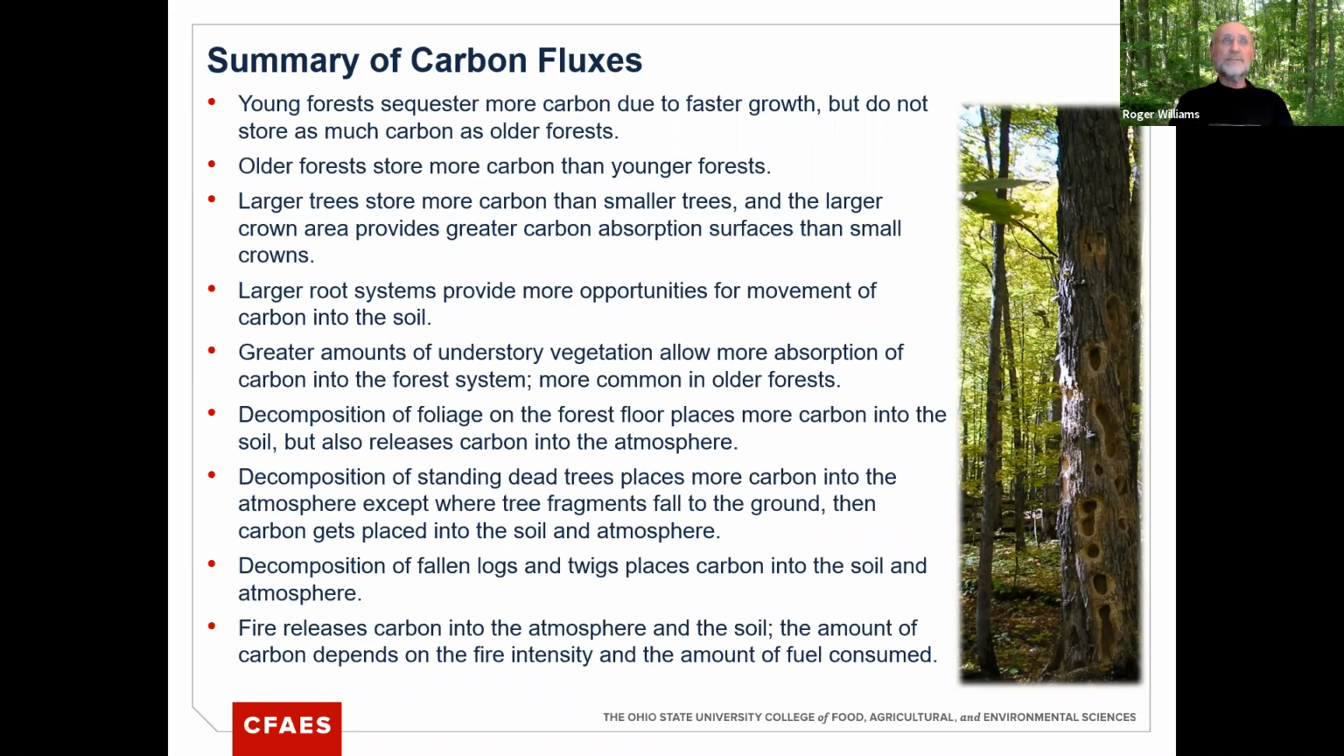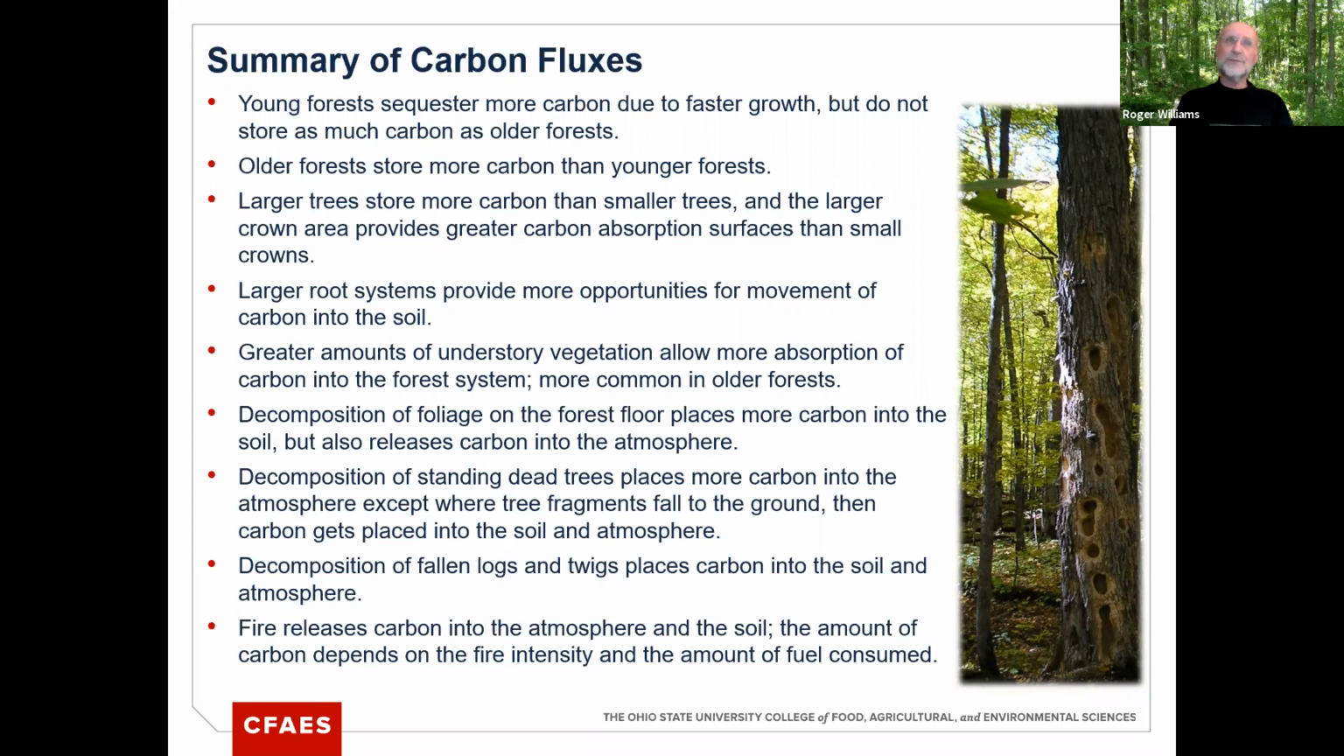Larger root systems provide more opportunities for movement of carbon into the soil. Greater amounts of understory vegetation allow more absorption of carbon into the forest system, which is something that we more commonly see in older forests. Decomposition of foliage on the forest floor places more carbon into the soil, but also releases carbon into the atmosphere.